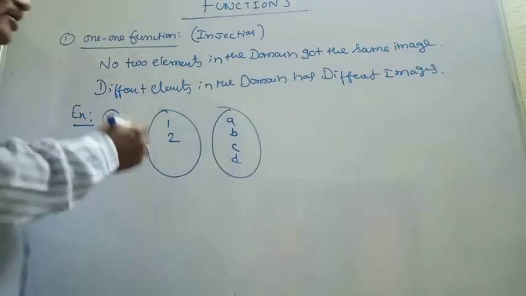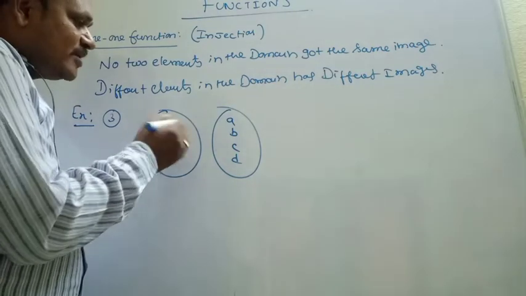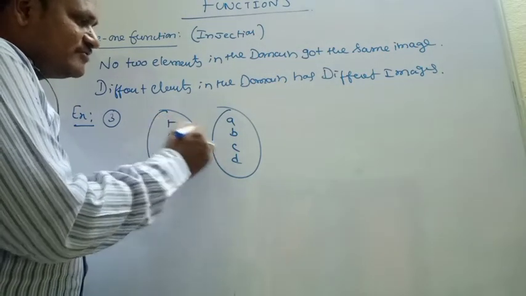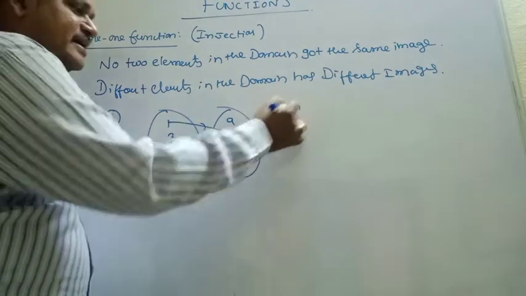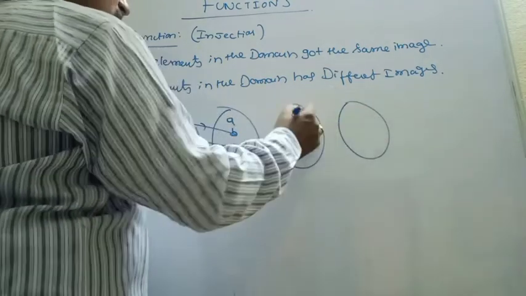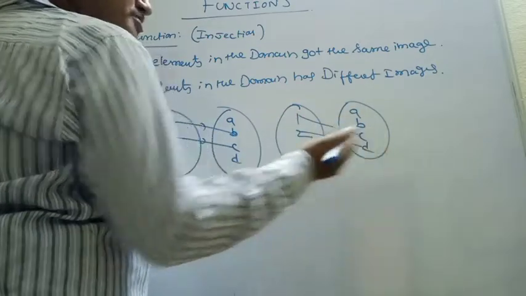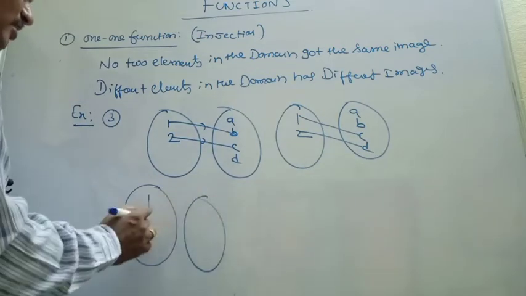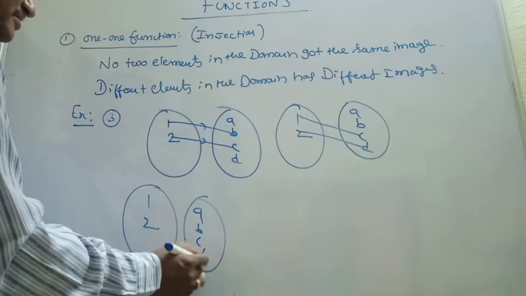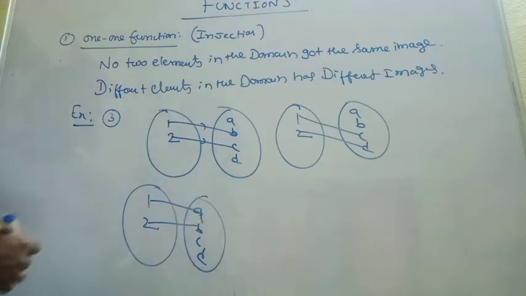Now we have 1, 2 and A, B, C, D. Now we need one-one functions. 1 with B, 2 with C is one type of one-one function. Another: 1, 2, A, B, C, D, with 1 with C, 2 with D. This is another type. And another: 1 with A, 2 with B. This is another type of one-one function.